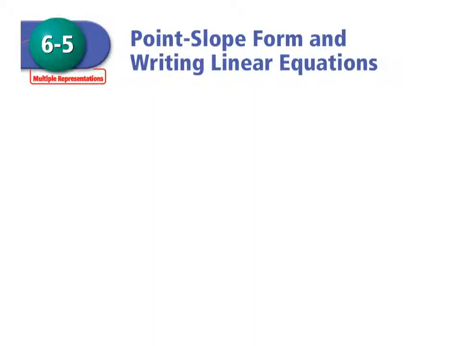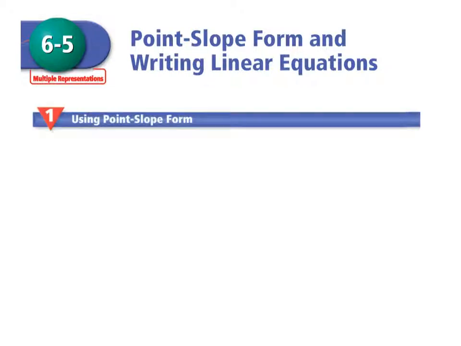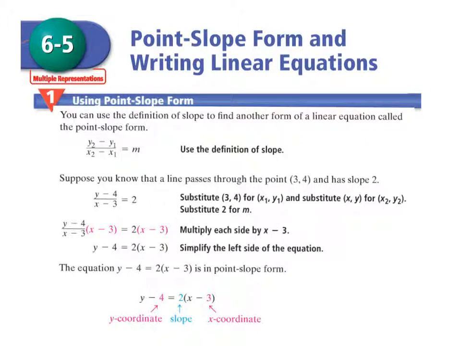All right, we are now in section 6.5, point slope form and writing linear equations. So you're going to now know a third type of form when involving equations. So let's go over what point slope form is. Using point slope form. All right, you do not need to write any of this down, but this is what we're going to go over.